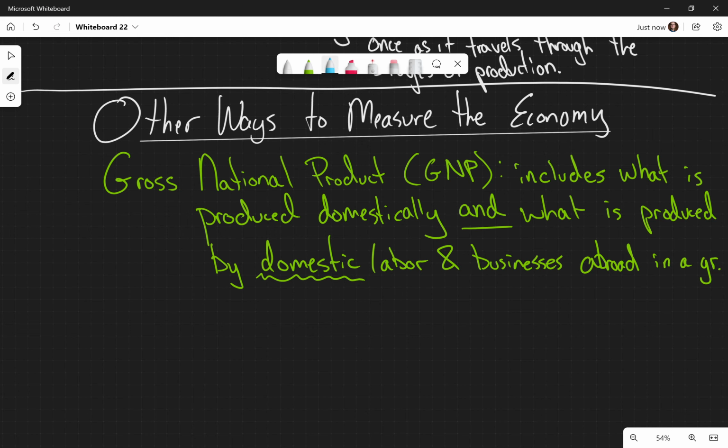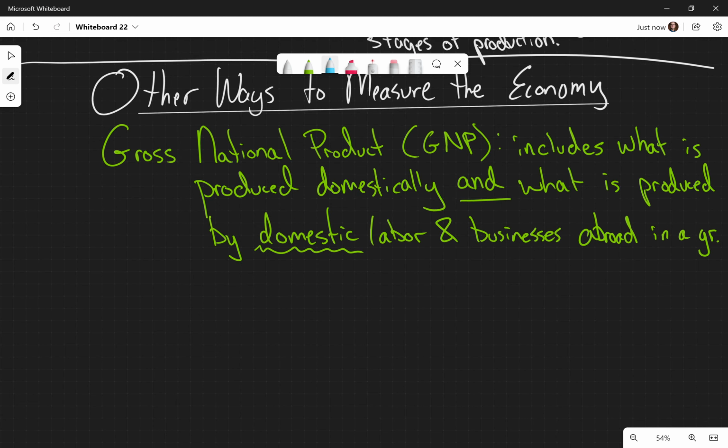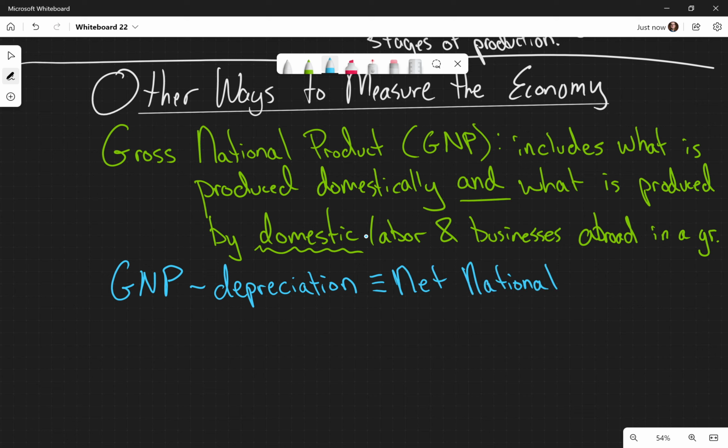Now we can winnow our gross national product down by subtracting the value of our depreciation, which we will define in a second here. When we subtract depreciation, GNP minus depreciation is defined as our net national product, or abbreviated as NNP.